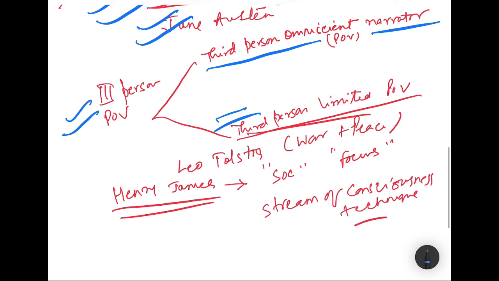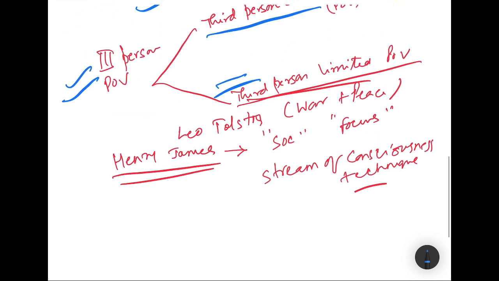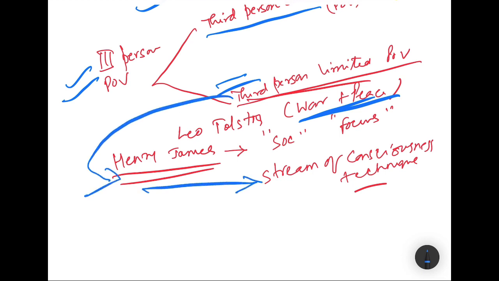As the word omniscient means all knowing, I explained the term third person omniscient narrator, that he enters into the mind of any character in order to reveal his or her thoughts because he knows everything. And I gave you the example of Leo Tolstoy's War and Peace. And then I explained this limited point of view, and I gave you the example of Henry James also, how he calls it the focus of consciousness, and how this kind of novel later on developed into the stream of consciousness novel.